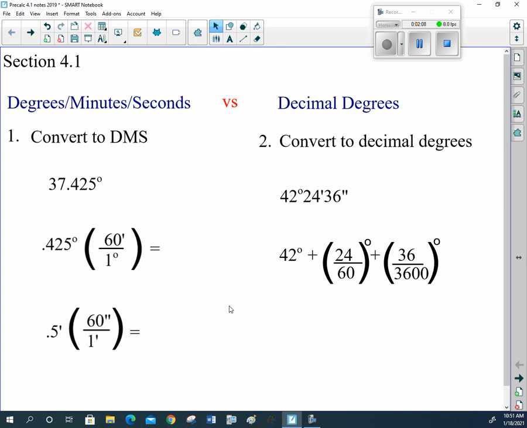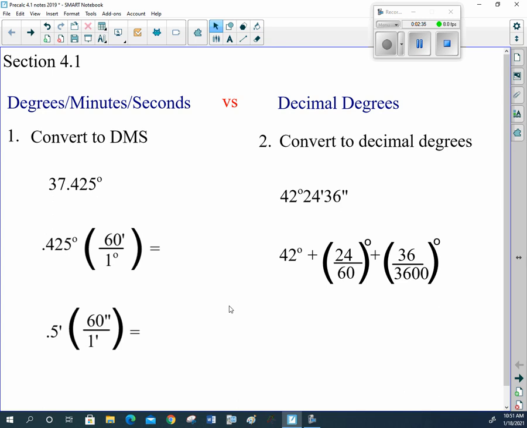We typically work with decimal degrees, but probably in the industry of aeronautics, I bet they would be going with degrees, minutes, and seconds more than decimal degrees. Space, all that kind of stuff. I feel like anytime you're talking about angle and you want it to be a little bit more exact, they're going to go with degrees, minutes, and seconds. So how do we do that?